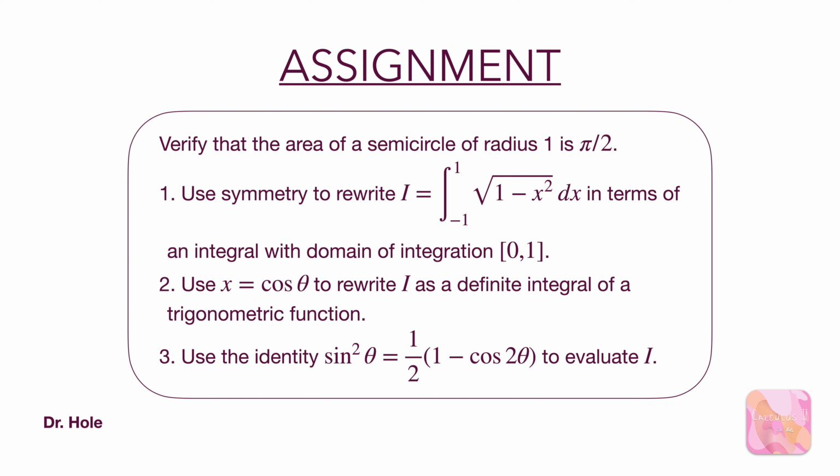Here's another nice assignment. So if you have a semicircle with radius 1, verify that it encloses an area of pi/2 square units. Follow steps 1 through 3 to establish this fact. Nice.